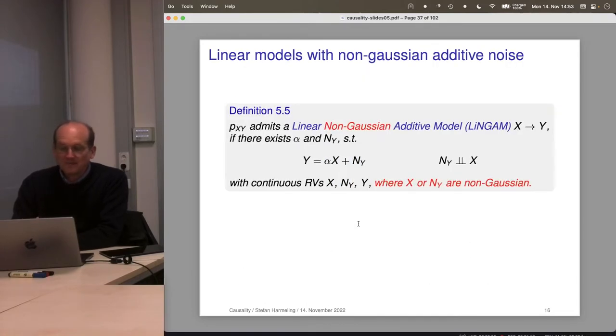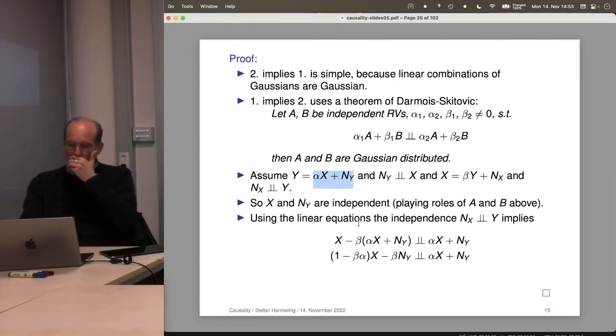Okay, so we can also state all this differently. Here's another model. So that was the first one. Excuse me.